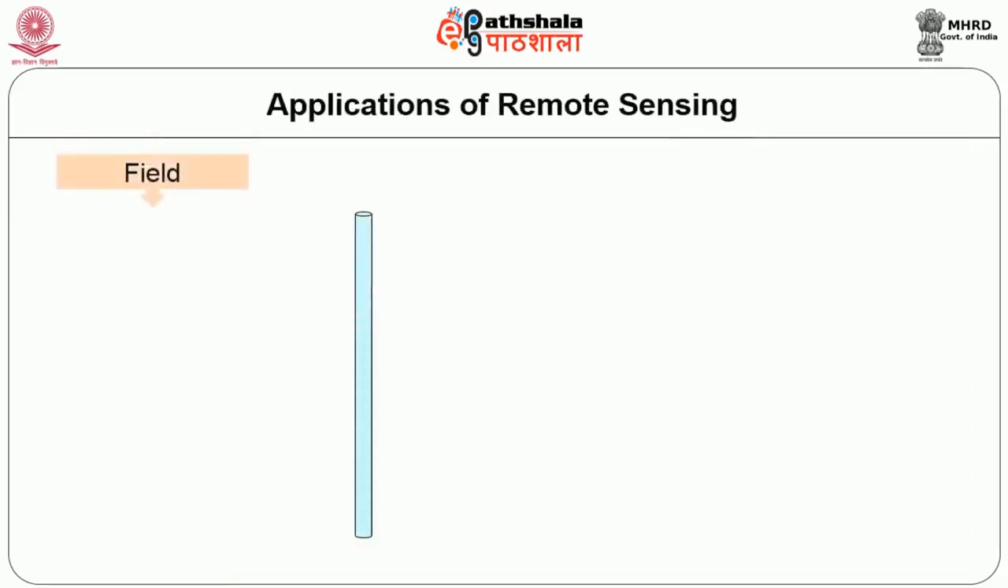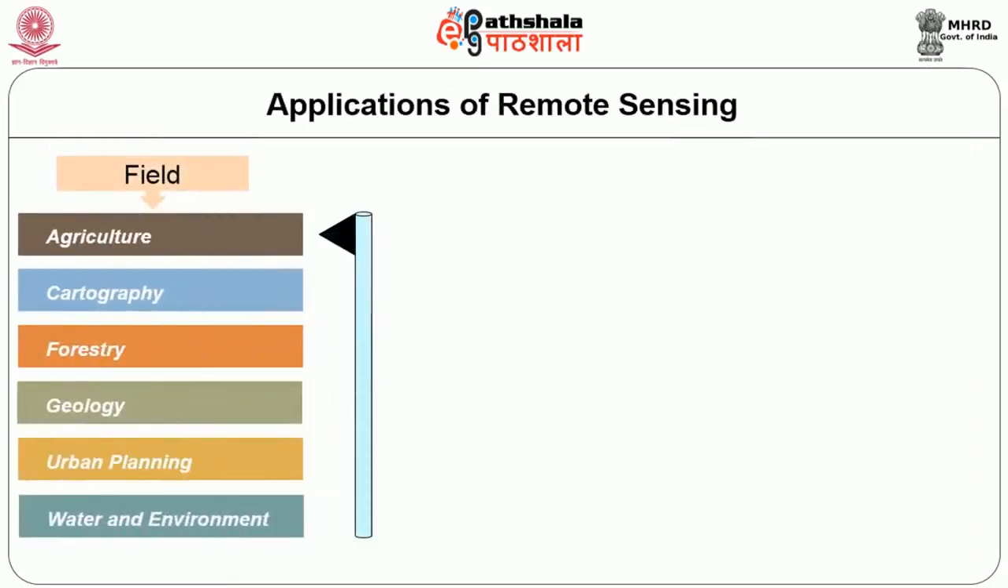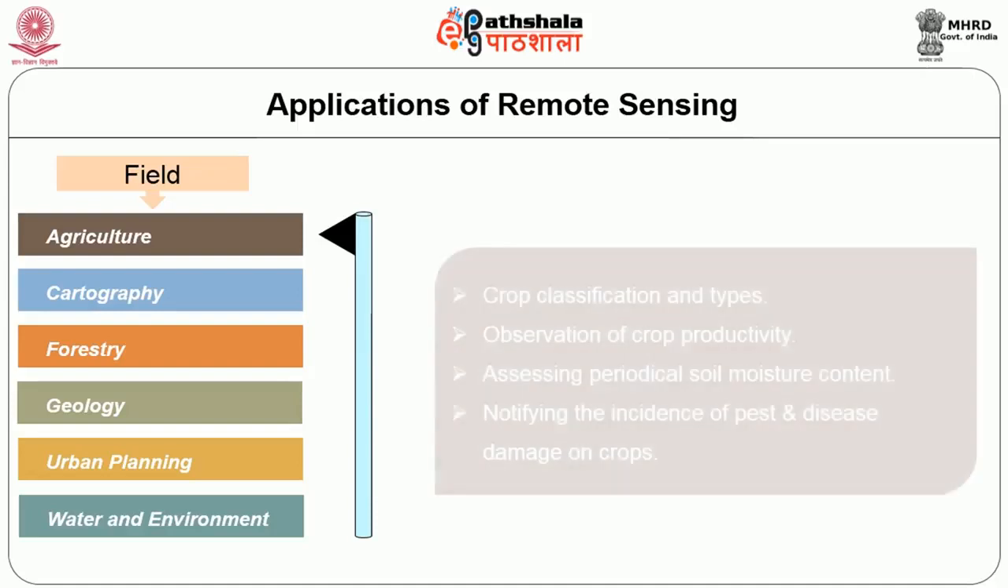Okay, where are these technologies applied? Well, these technologies are applied in all the fields today. For example, agriculture, forestry, geology, urban planning, water and environment. You take agriculture, for example. Where specifically is this technology applied? In agriculture, it is applied for classifying different crops and their types, for observing crop productivity, for assessing periodical soil moisture content, and for notifying the incidence of pest and disease damage on crops.